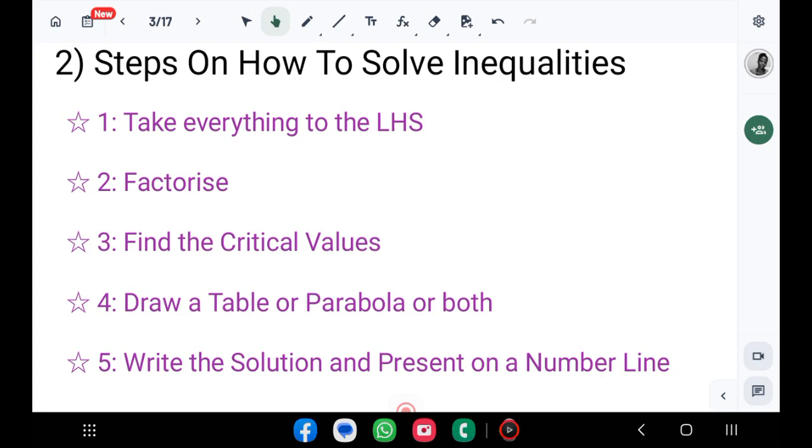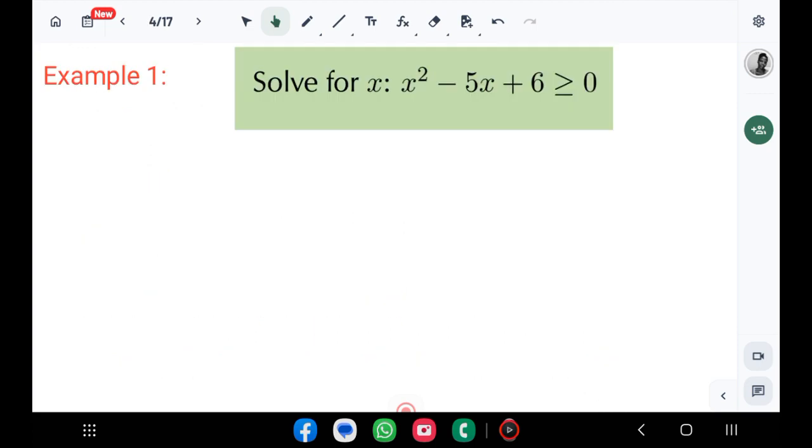Now let's look at the first example, that is example 1, and it says solve for x squared minus 5x plus 6 is greater than or equal to 0. This is one of your basic standard inequalities. No complications here. We already have everything on the left hand side and 0 on the right hand side. So what we do is we factorize. Step number 2. Step number 1, let's factorize.